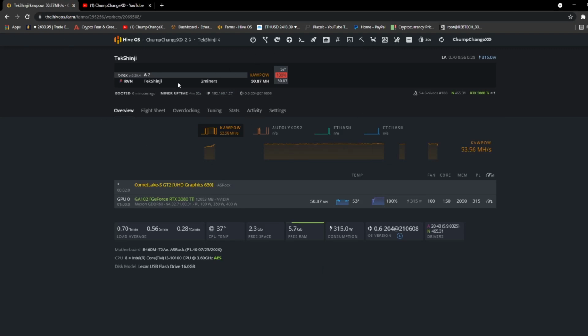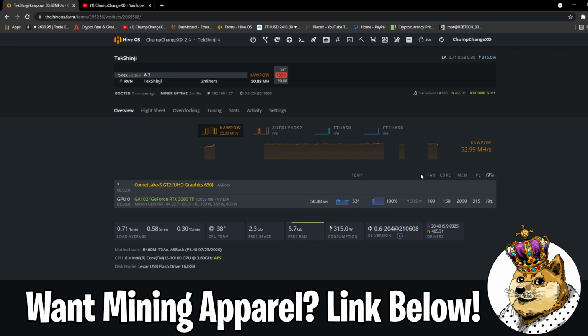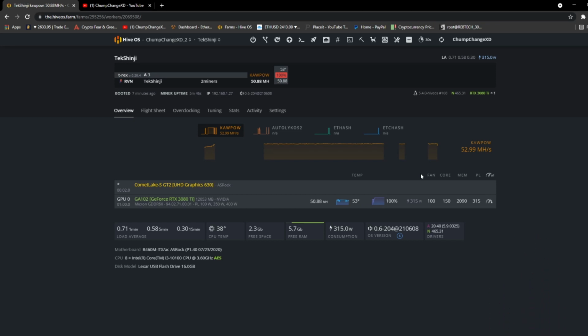So here we are inside HiveOS with the 3080 Ti, as you can see right here. Right now we're running Ravencoin, getting just under 51 mega hash at 315 watts in the software. He said the system itself actually adds 50 watts, so 365 at the wall. We have 2090 on the memory, 150 on the core, and the power limit set at 315. So we did some extensive testing. We can obviously bump this up. This is the most efficient and highest mega hash that we found.